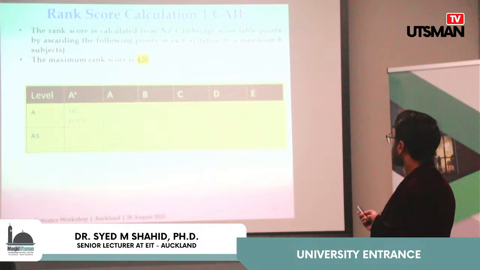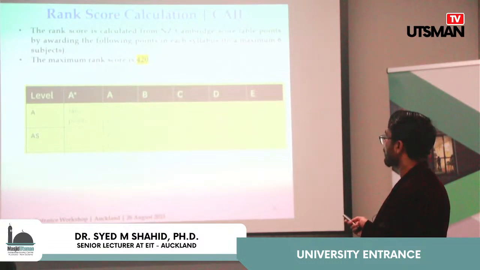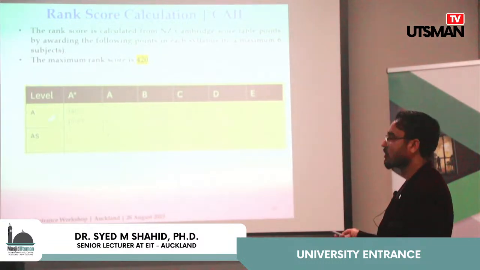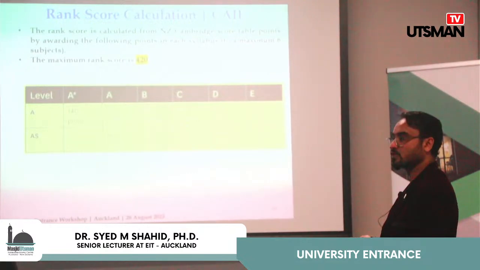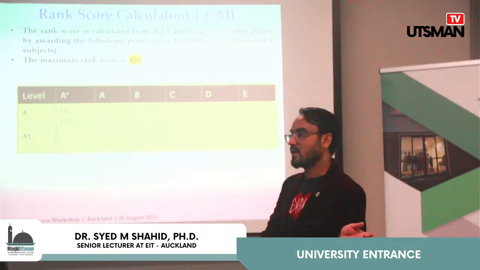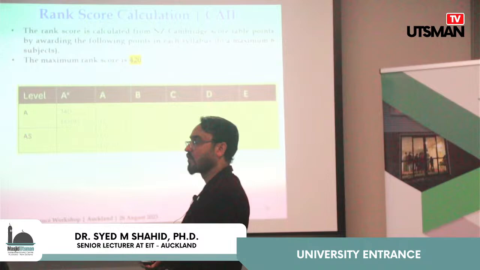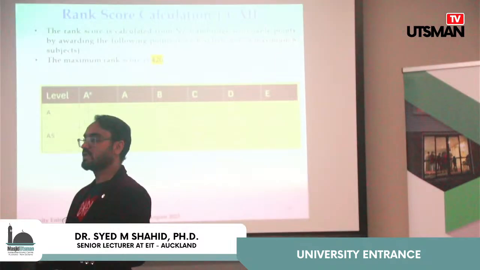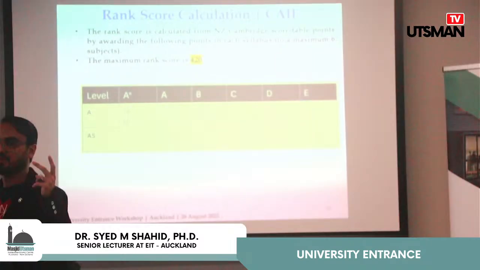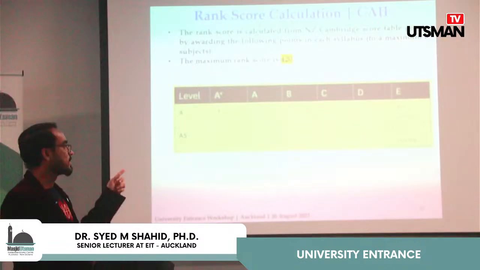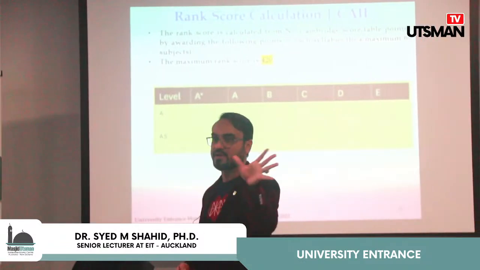For CAIE, the maximum score is 420 because they have got a different point system. So the NCEA point system is different. The NCEA point system comes from excellence, merit, achieved, and the Cambridge point system comes from A plus, A, B, C, D, 6 different categories.